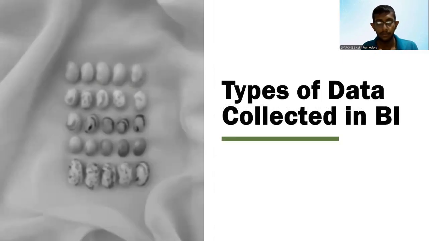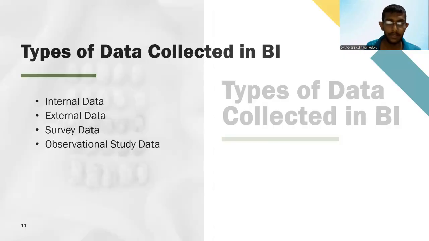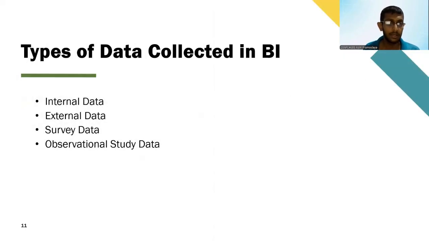So we divide data into various types in the data collection process. Here I have considered internal data, external data, survey data, and observational study data. Internal data means sales records, financial records, those kinds of things we can collect within the organization. External data means the data we collect from external sources like social media, newspapers or research papers.